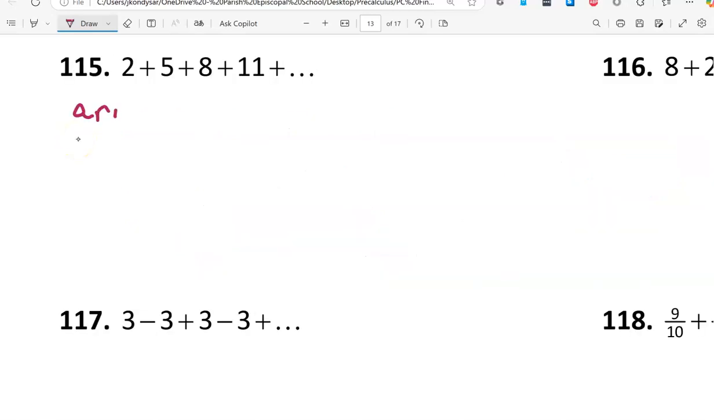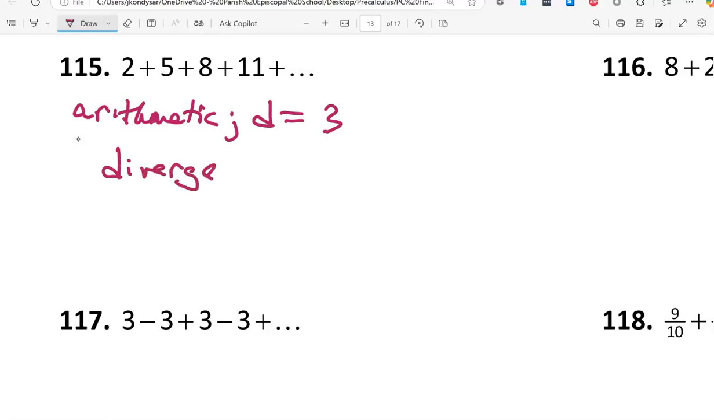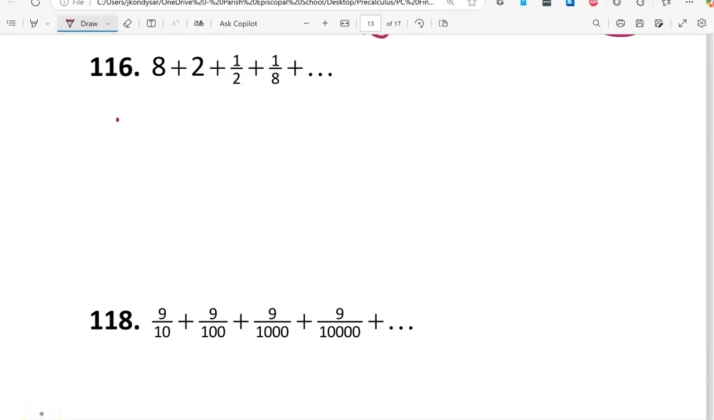In 115, we have an arithmetic infinite series, and because our common difference here is 3, we add 3 to get from one term to the next, and an arithmetic series never converges, so we'll say this diverges. In 116, we have a geometric series, and our r value is 1/4. Since we multiply 8 by 1/4 to get 2, 2 times 1/4 is 1/2, 1/2 times 1/4 is 1/8.